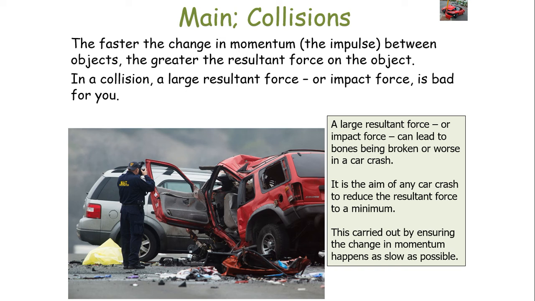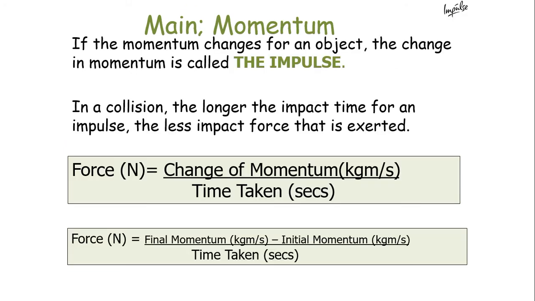Now, in a collision, a large resultant force or impact force is bad for you because it can lead to bones being broken or worse. So it's the aim of any crash or any explosion to reduce the resultant force to a minimum. We do this by ensuring that the change in momentum happens as slowly as possible. If the momentum changes for an object, we call the change in momentum the impulse. And in a collision or explosion, the longer the impact time for impulse, the less the impact force is exerted.